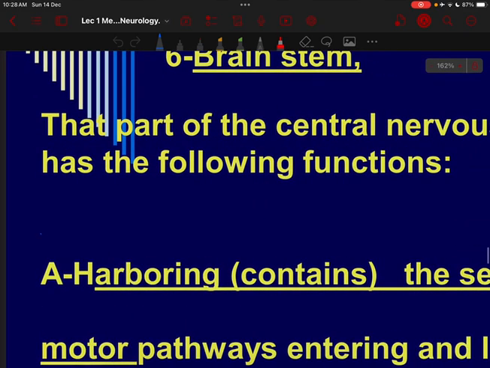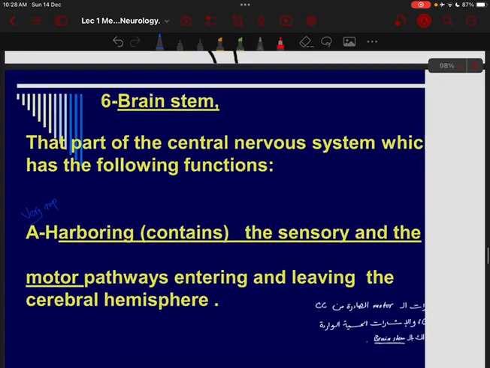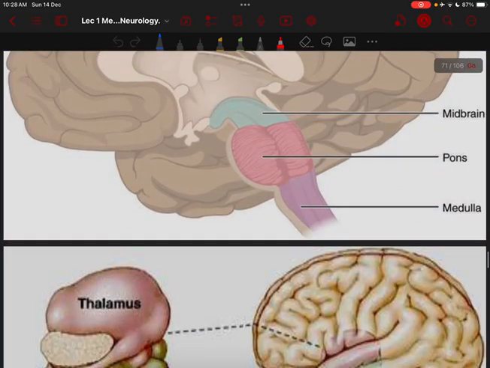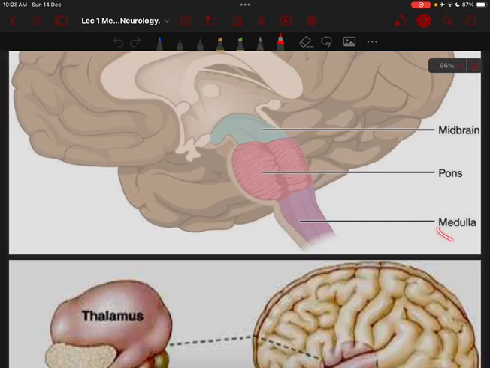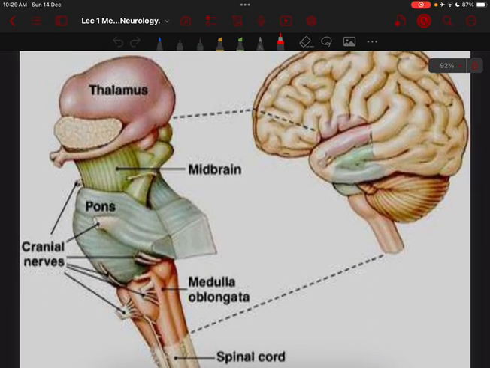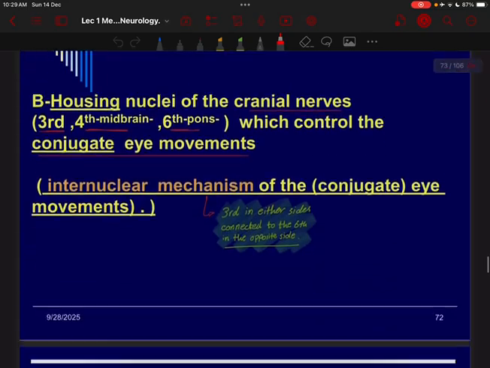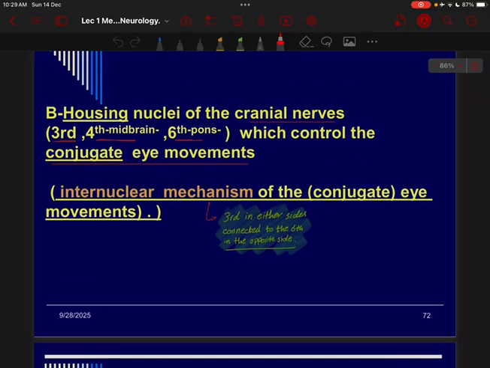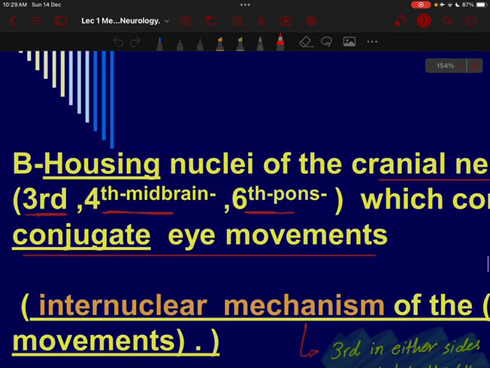And this is the brain stem, this is the midbrain, this is the pons, and this is the medulla. Okay? Midbrain, this is the thalamus, midbrain, pons, and medulla. Also, it houses or contains cranial nerve nuclei. For example, third and fourth in the midbrain, 6 at the pons.